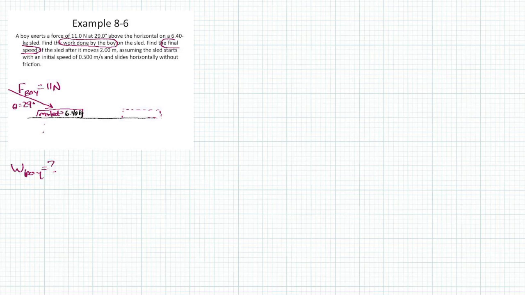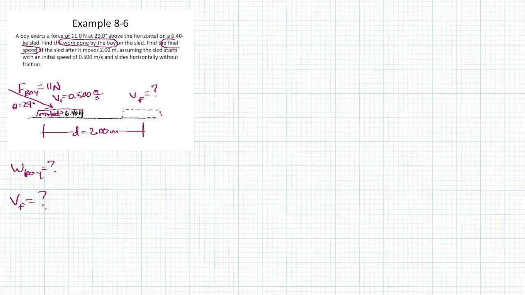And by the way, what is our displacement? D equals 2.00 meters. And we are told one other thing about the velocities, right? We want to find the final velocity, but the initial velocity has some value other than 0. It's 0.5 meters per second, and v final is, we don't know. We want to find that out. So that's the other part we want to solve.